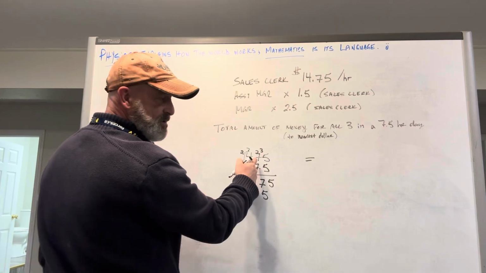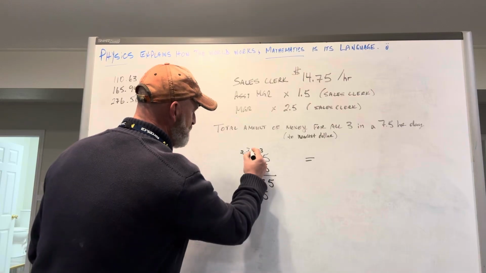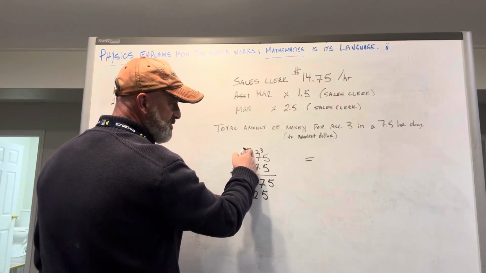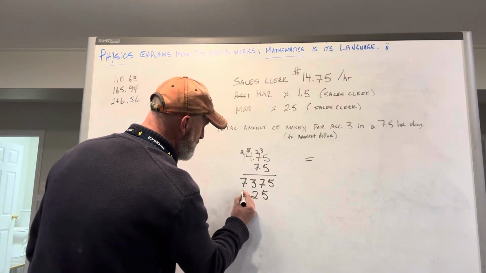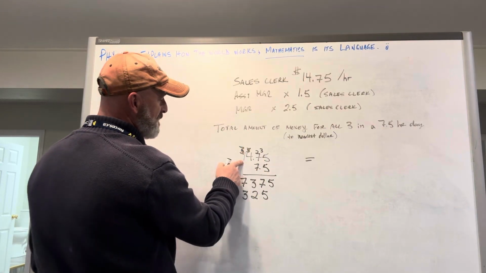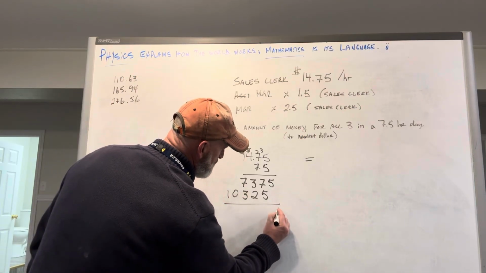7 times 7 is 49, 50, 51, 52. Carry the 5. 7 times 4 is 28, plus 5, 33. Carry the 3, 7 times 1 is 7, plus 3 is 10. Then we add these up.